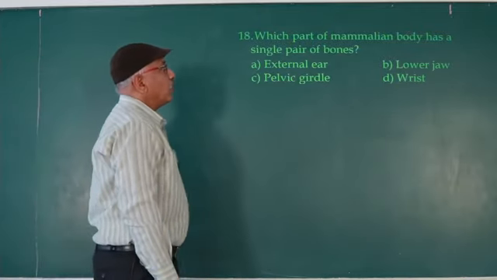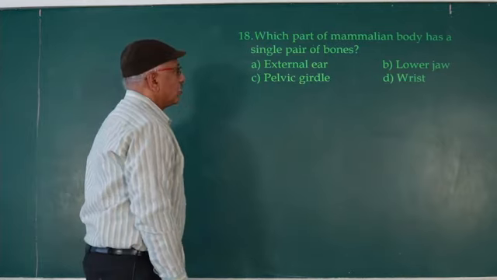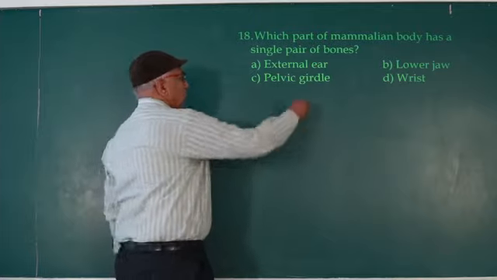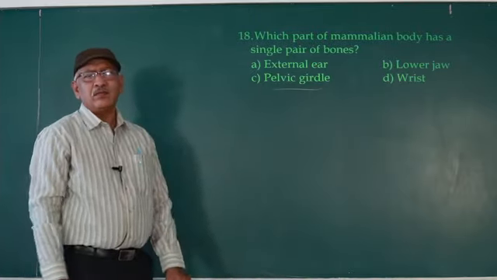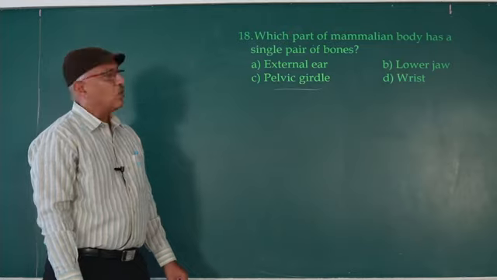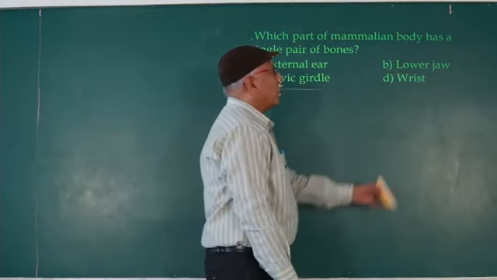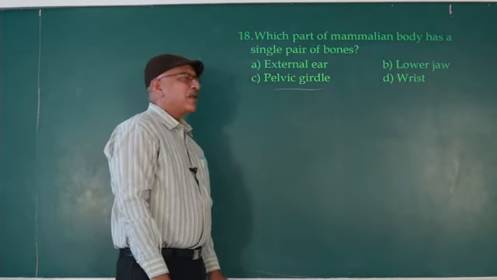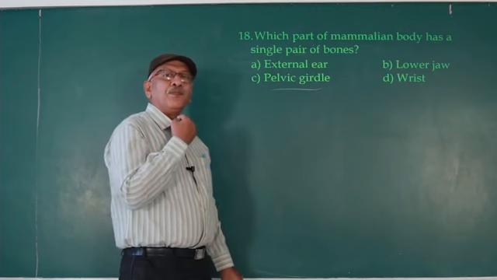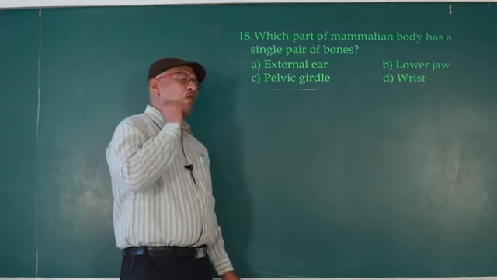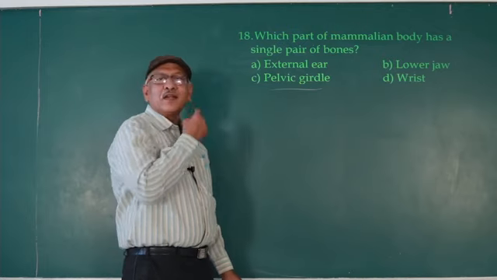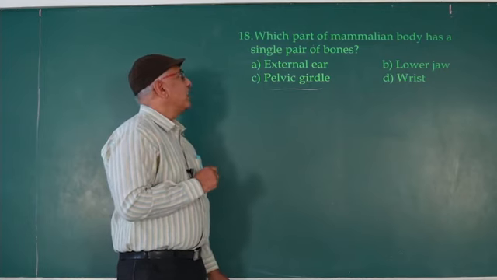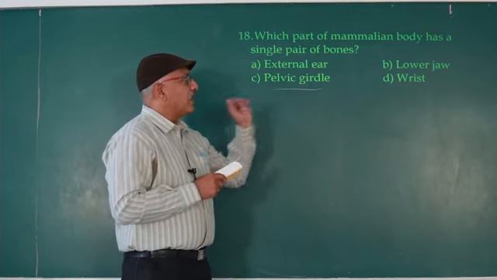Which part of mammalian body has a single pair of bones? Pelvic girdle contains two bones, coxal bones. In case of man, lower jaw contains only one bone, mandible. But in other mammals, lower jaw contains two dentary bones. One dentary forms one half, another dentary forms the other half. So, which part of mammalian body has a single pair of bones? Pelvic girdle and lower jaw.